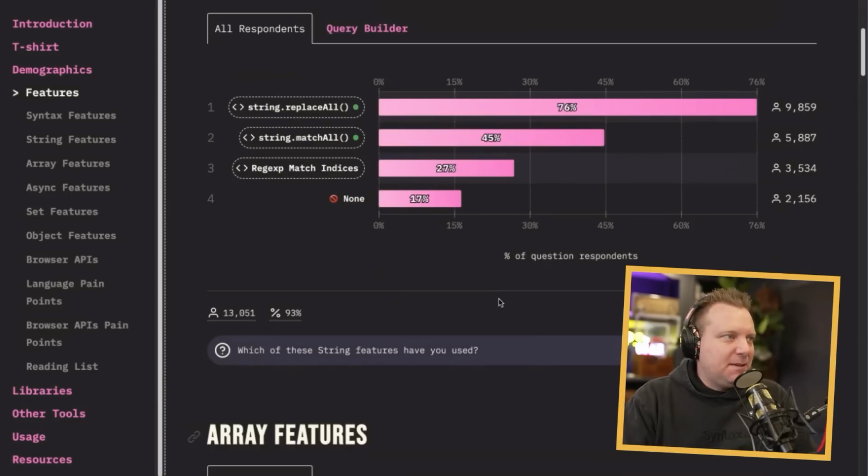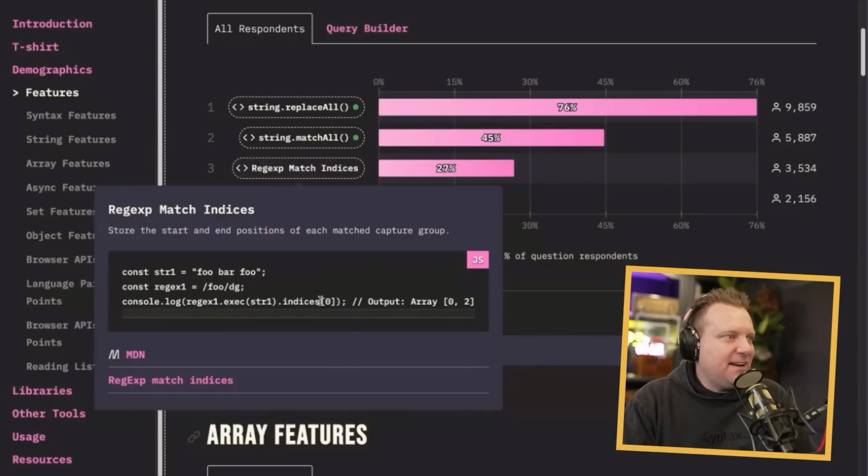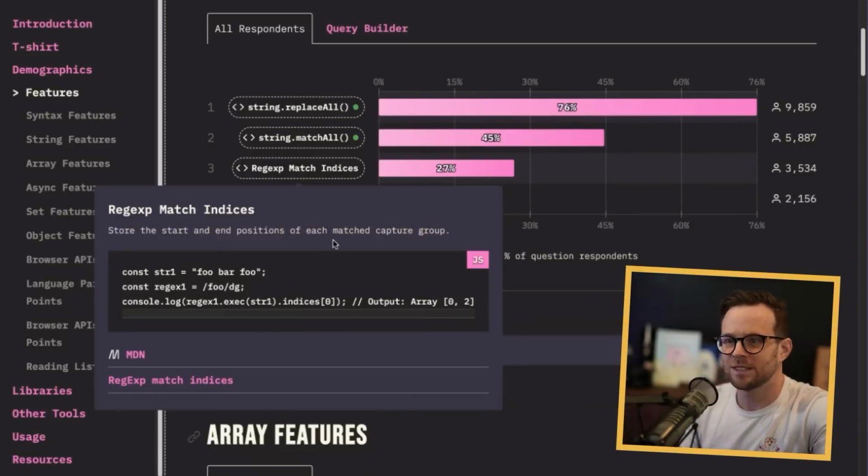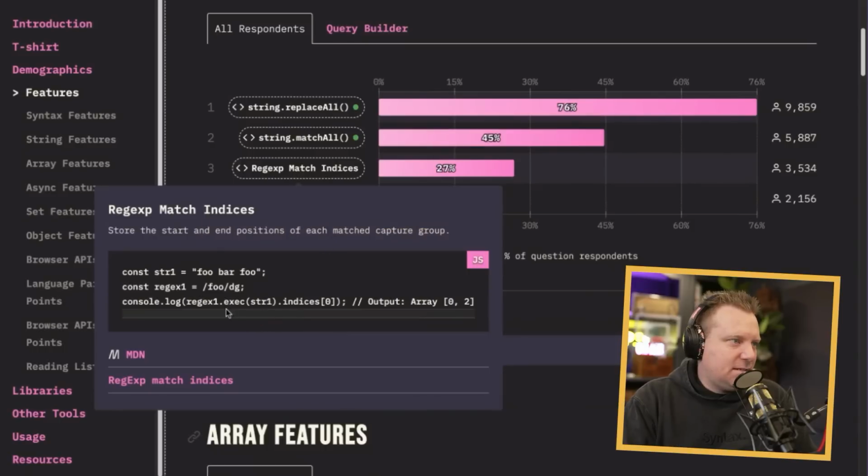String features, replaceAll. That's a killer one, right? matchAll. That's a killer one as well. And match indices. This will store the start and end positions of each matched capture group. I have not used this, but that sounds useful. That sounds useful to me. What is? Oh yeah. I've used this, where you can get the pieces of the matched array. Yeah. Oh, I like that.